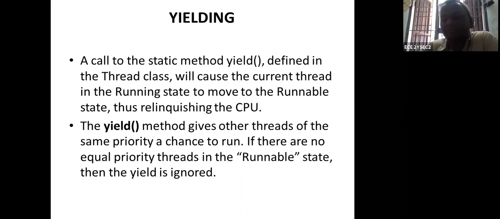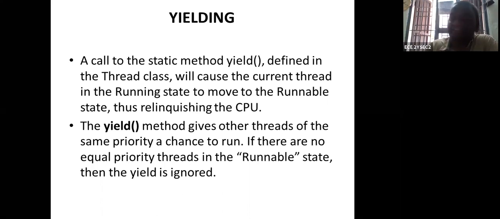Suppose there is a chance to assign equal priority to another thread also, you can do it by using the yield method. A call to the static method yield, defined in the Thread class, will cause the current thread in the running state to move to the runnable state, thus relinquishing the CPU. The yield method gives the other threads of the same priority a chance. To allocate the same priority to the other thread, you can use the yield method.